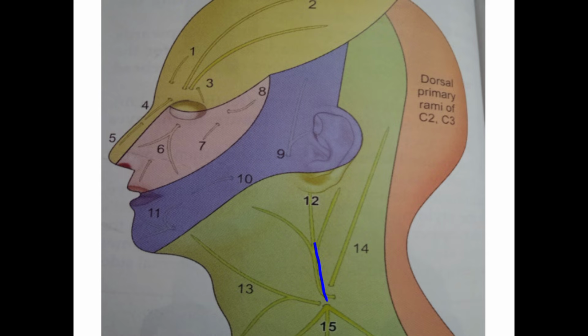One is great auricular nerve. It is going to supply skin over the angle of mandible, lobule of the auricle, and also the skin over the parotid region. And this is the transverse cutaneous nerve. Its upper branch is overlapping to supply the skin over the base of mandible.